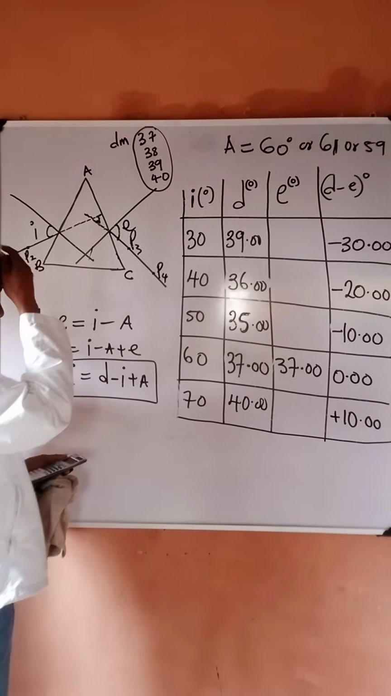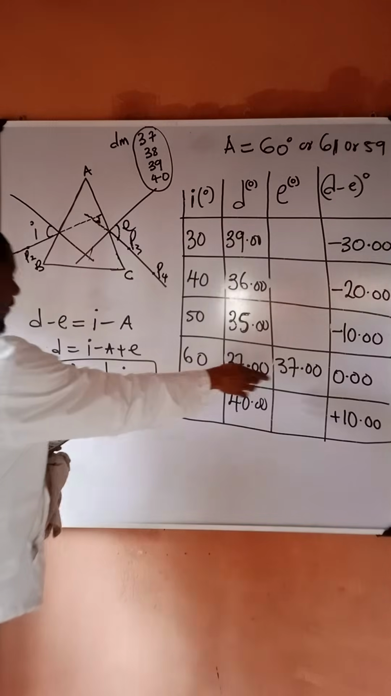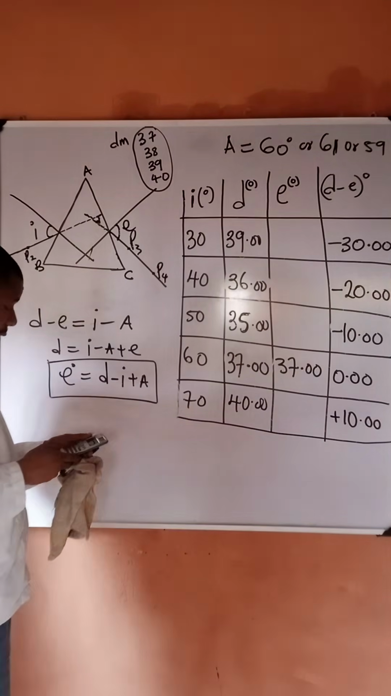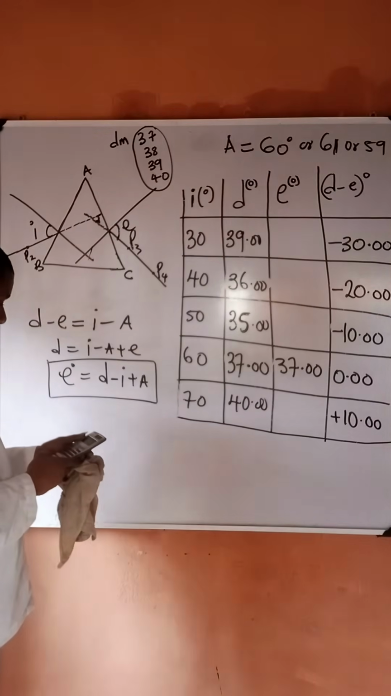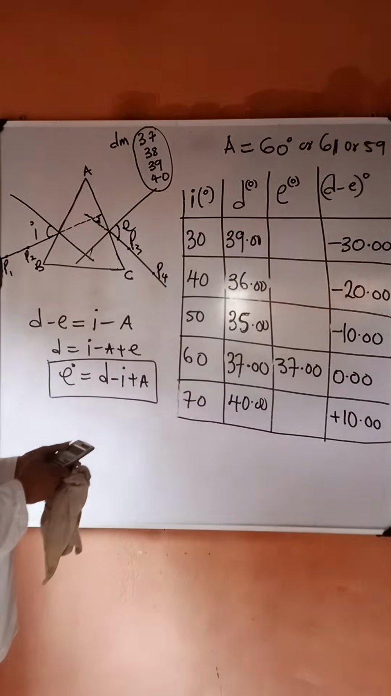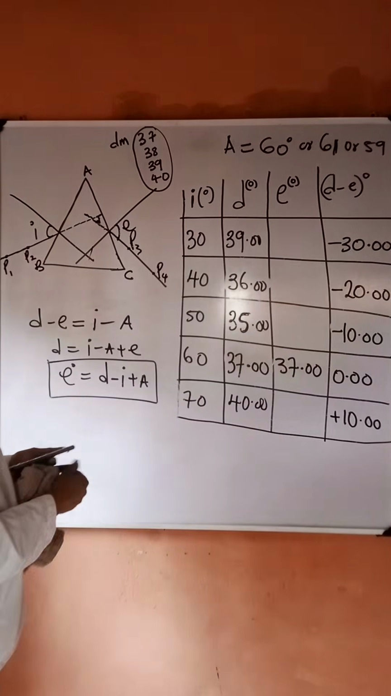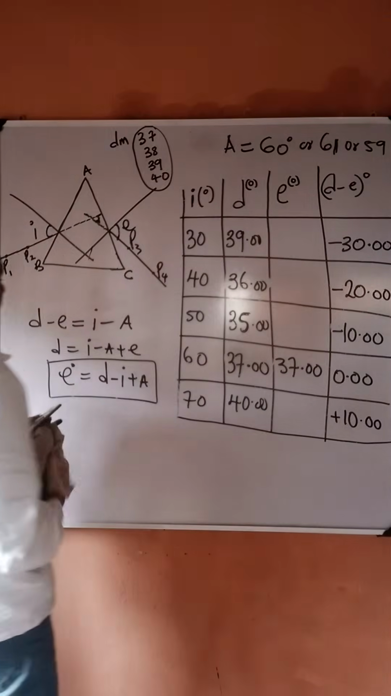37 minus 60, plus this will give us this. You can still confirm it. Use your own calculator to confirm it. Then we have plus what? 60. So use your calculator. This is the formula that you use to fill every person here.